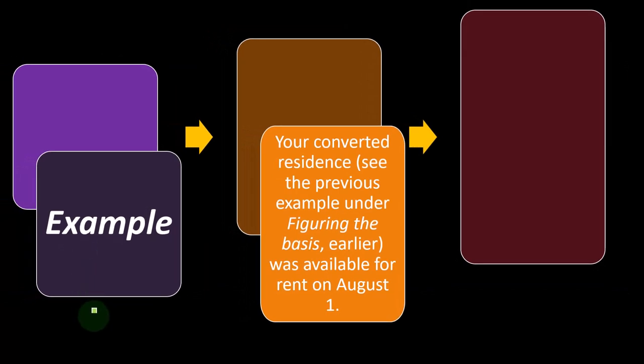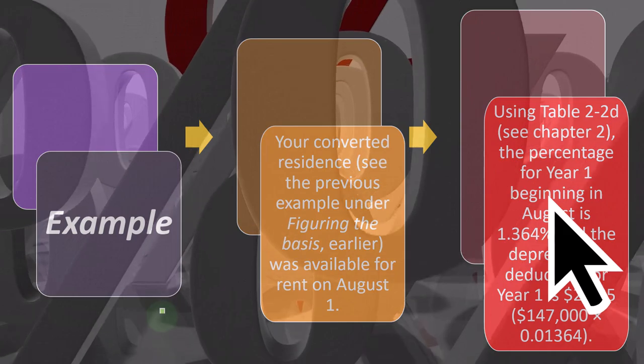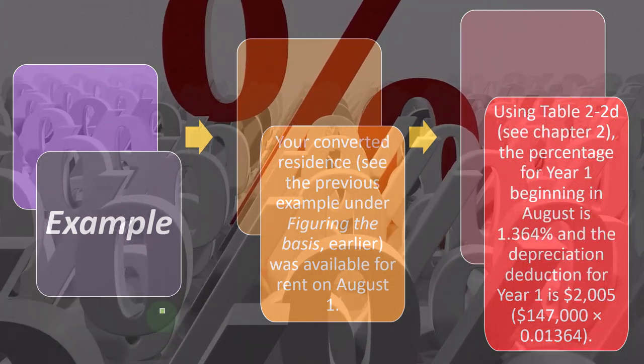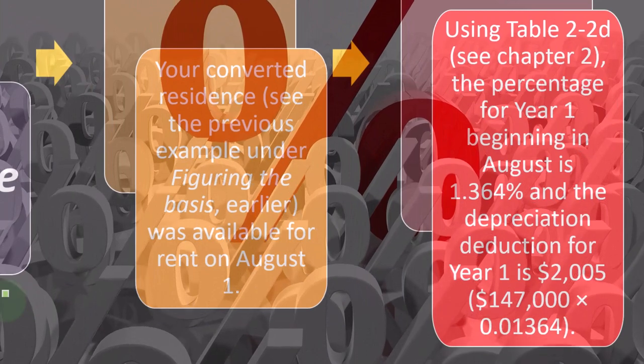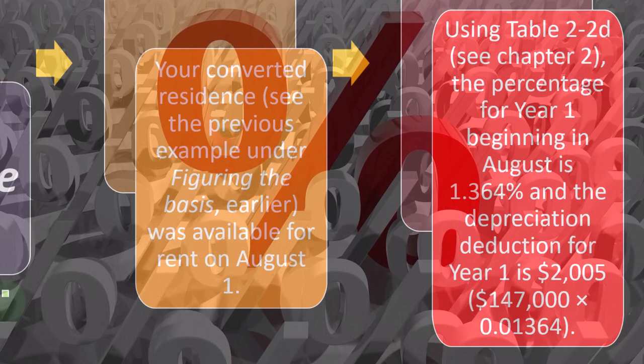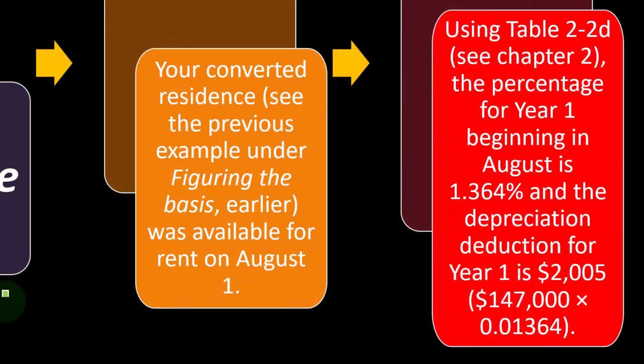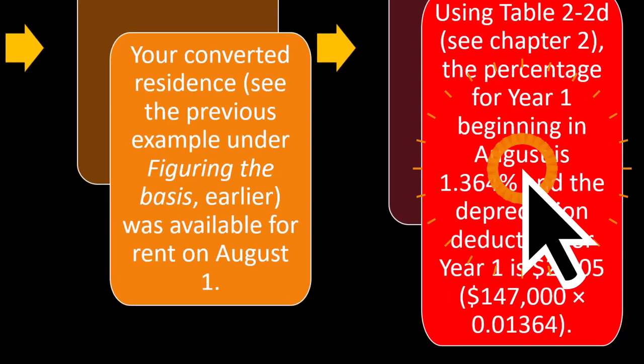Example. Your converted residence, see the previous example under figuring the basis earlier, was available for rent on August 1st. Using Table 2.2d, see Chapter 2, the percent for year 1 beginning in August is 1.364% and the depreciation deduction for year 1 is 2,005. So in other words, once we've determined the adjusted basis to put the property on the books at and the date to put the property that was converted from personal use on the books, then it's pretty straightforward, in that we're doing the same kind of thing we did as though we bought the property, right?